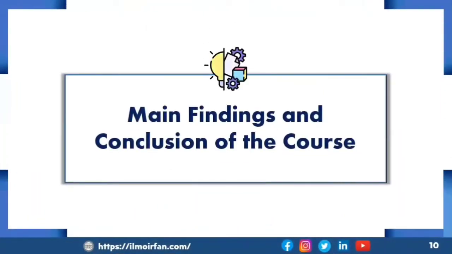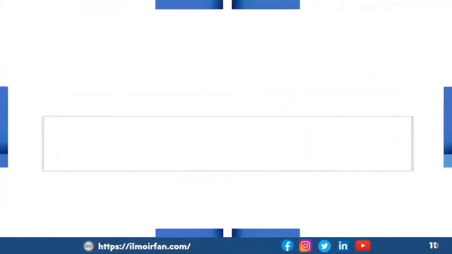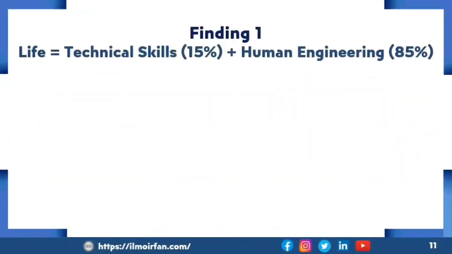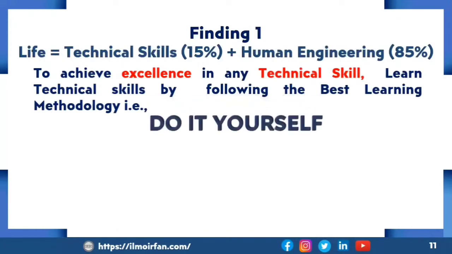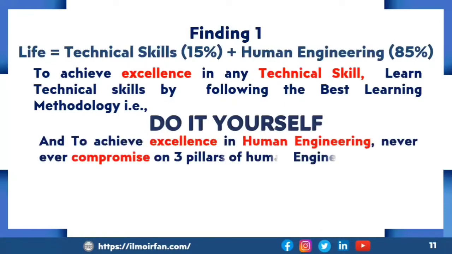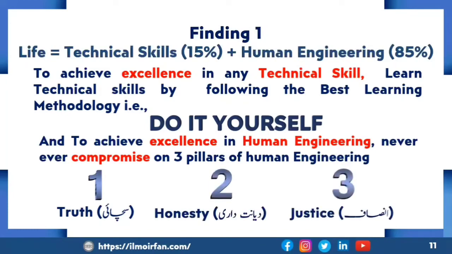Now let's move to main findings and conclusion of the course. The main findings of this course are as follows. Finding 1 is life is equal to 15% technical skills and 85% human engineering. To achieve excellence in technical skills, learn technical skills by following the best learning methodology, that is, do it yourself. And to achieve excellence in human engineering, never ever compromise on three pillars of human engineering, that are truth, honesty, and justice.